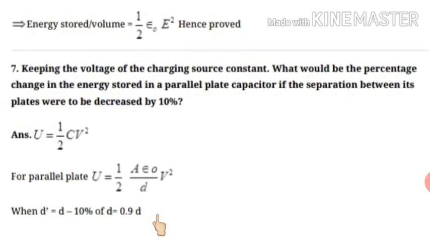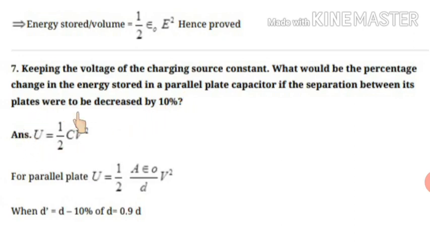Next question is, keeping the voltage of the charging source constant. Now here V is constant. What would be the percentage change in the energy stored in a parallel plate capacitor if the distance between the plates is reduced by 10%? Now V is constant, D is decreased by 10%. So what will be the impact on the energy stored in a parallel plate capacitor if we do this? Okay, I think this is clear.